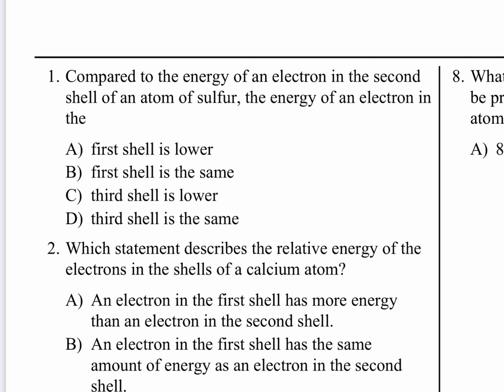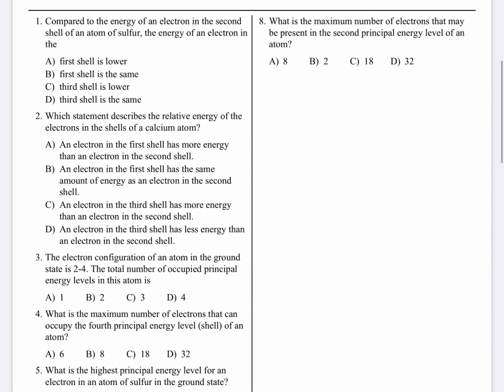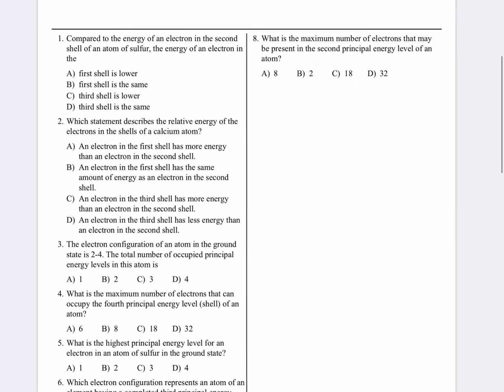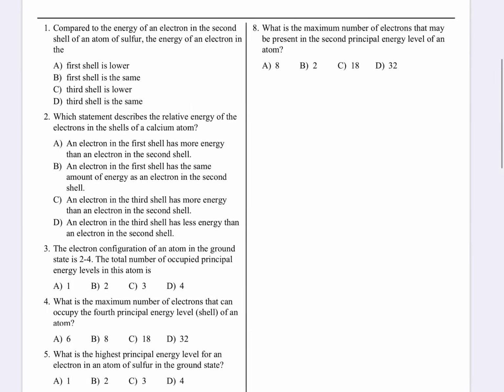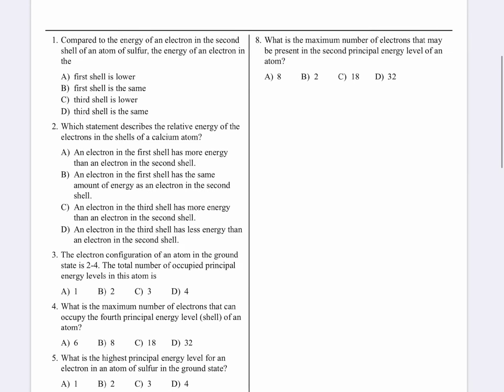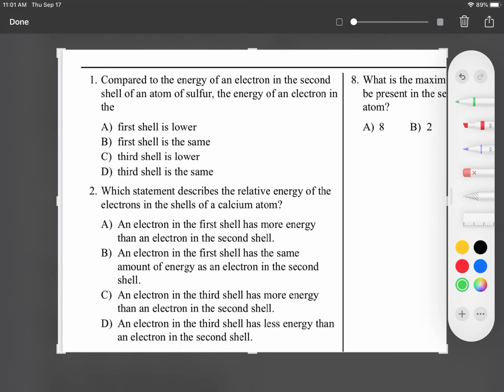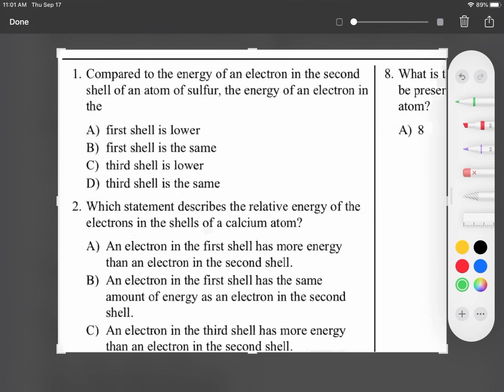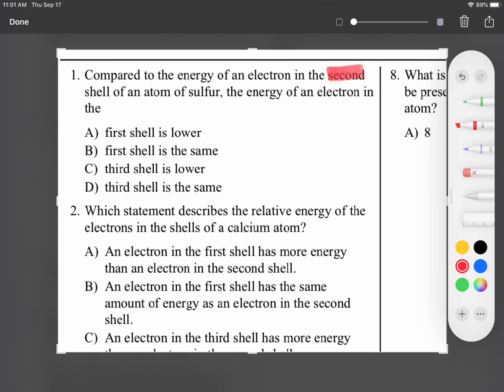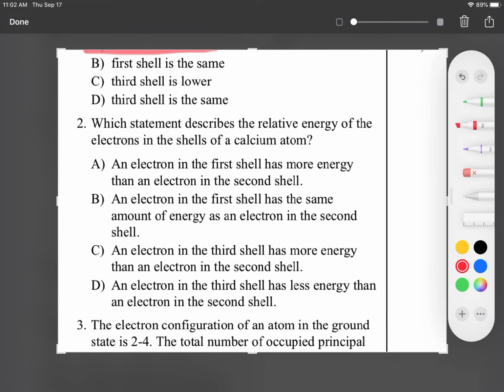Okay, we're back. Compared to the energy of an electron in the second shell, what about the energy of an electron of sulfur in the first shell? Is it higher or lower? Well, it's lower, we said, because of the fact it's closer to the nucleus.